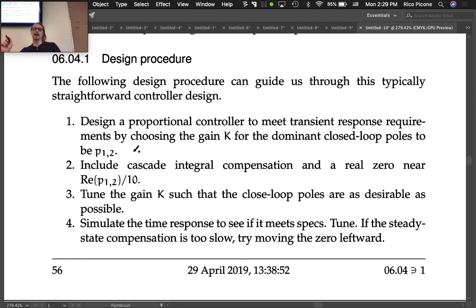Yeah, and if the steady state compensation is too slow, try moving the 0 leftward. A lot of times there's a trade-off here, and we'll see this show up in the example, between the steady state error compensation and the initial rise time and peak time. Usually there's a trade-off there that you can play with. It depends on the situation which is more appropriate, given the design requirements.